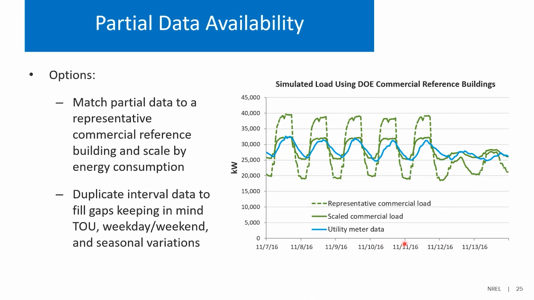So in this example on the right here, this blue line is the utility meter data. In this case, they only had a week. So then we determined of all the commercial reference buildings, the closest match was this dashed green line here. This is what the raw commercial reference building profile would look like, but then we would use their site energy consumption monthly kilowatt hours to scale this commercial reference building to this solid green line that is in much closer alignment to what the actual site load is. So that is just another method for approximating load more accurately given partial data.